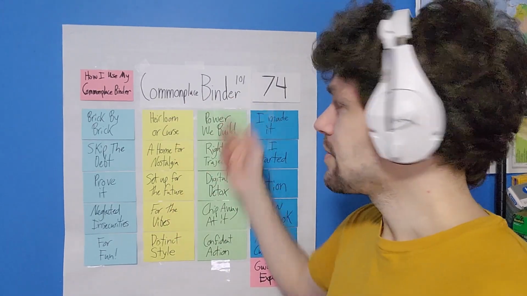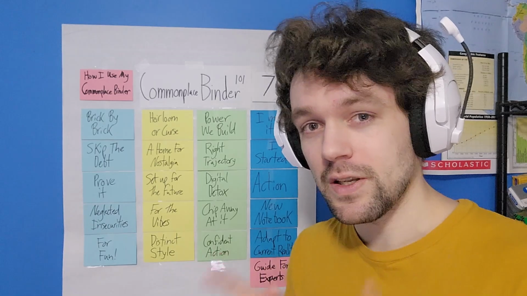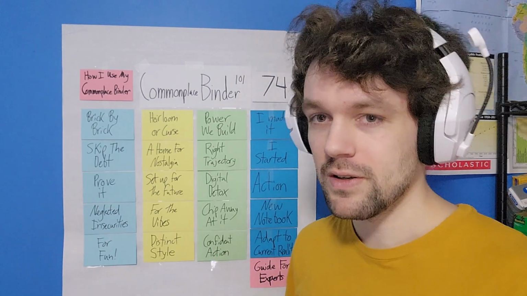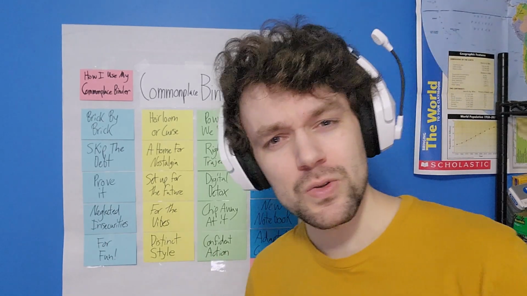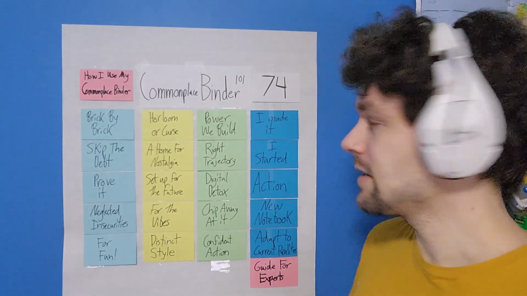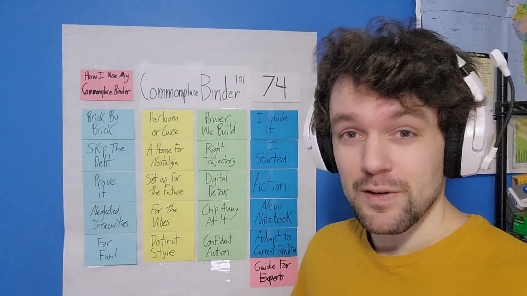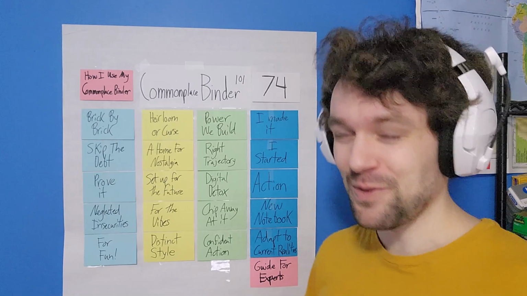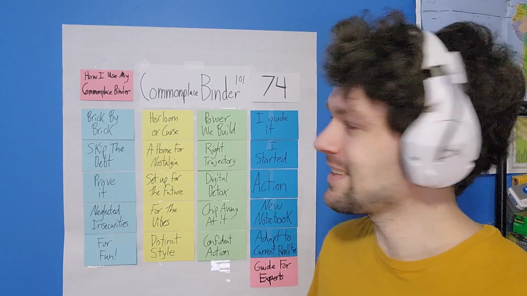So, Commonplace Binder 101. This is a 100 video playlist. Sorry, it's not 101 videos. I feel like that might be a little bit confusing. So let me know what you think about that. This is video number 74, which means we're almost 3/4 of the way through, which is very exciting.